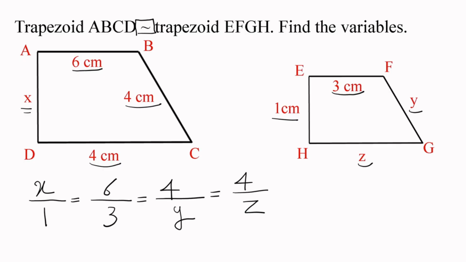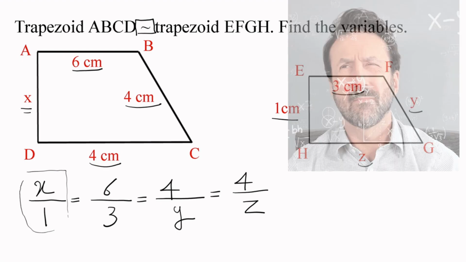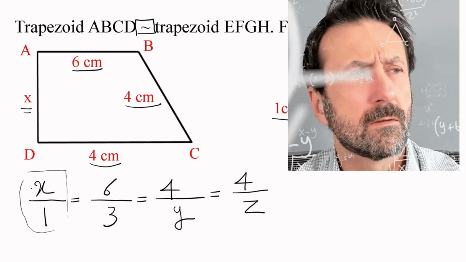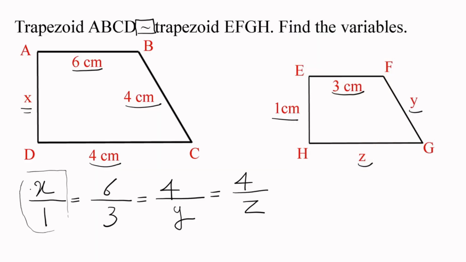Okay, here I have 4 fractions that are equal to each other. I must choose 2 of them to solve this example. First of all, I'm going to start with this one because I want to calculate the value of x first.